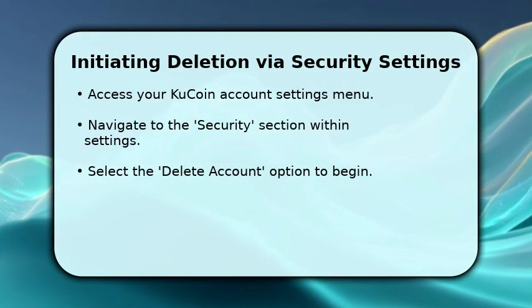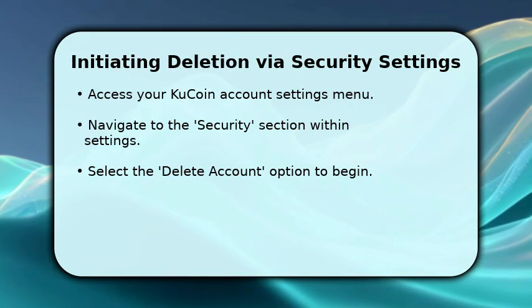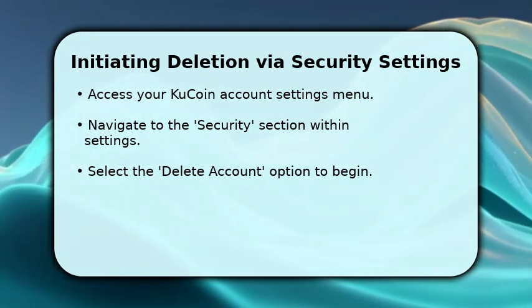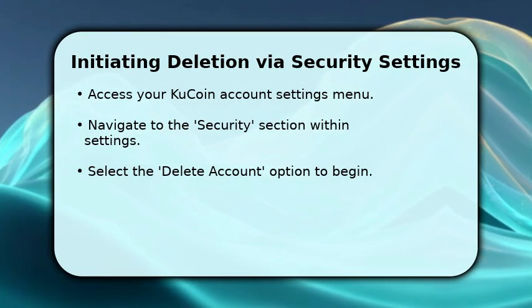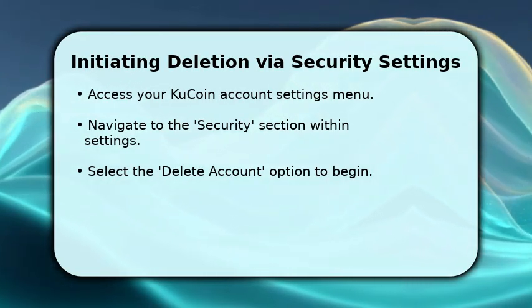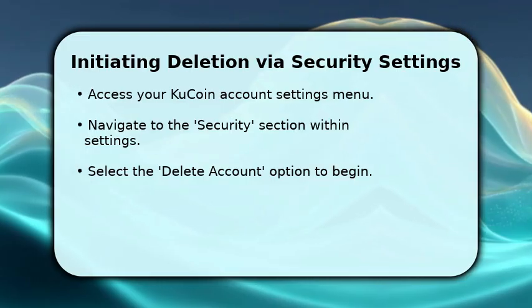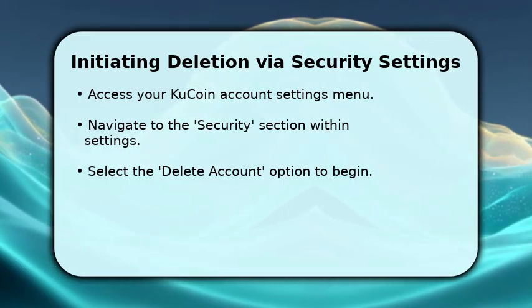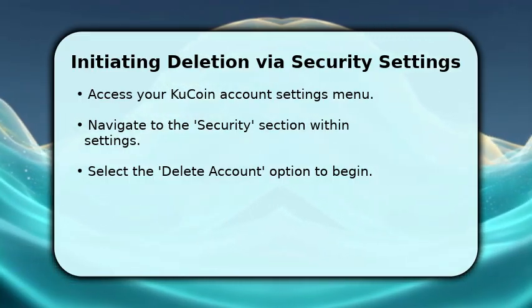Once your account is prepared, log into your KuCoin app or website. Locate your profile icon and access the Account Settings menu. From there, you will find the Security section. Within the Security settings, look for and select the Delete Account option. This is the direct path to initiate the permanent closure of your account.